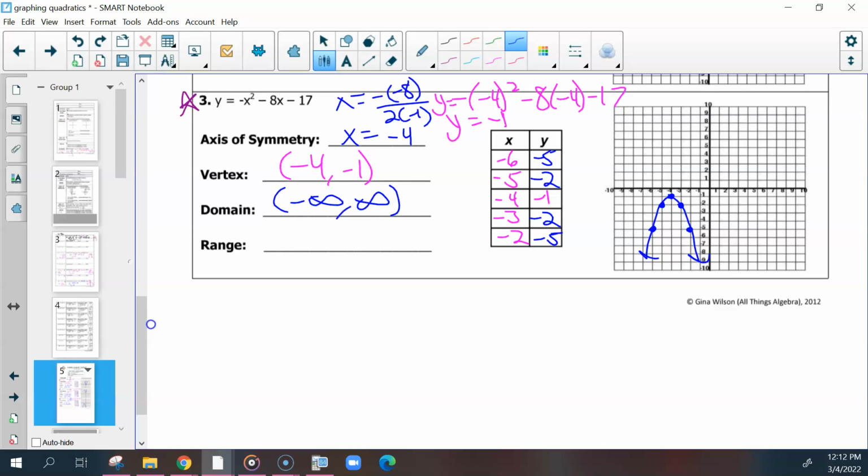Your range, however, you're looking lowest to highest. The lowest, we don't know because it keeps going down. So that one would now start at negative infinity. And it's going to stop at -1, your y value from your vertex.